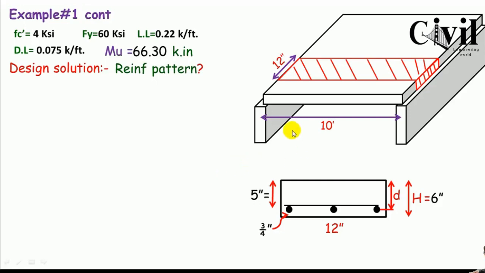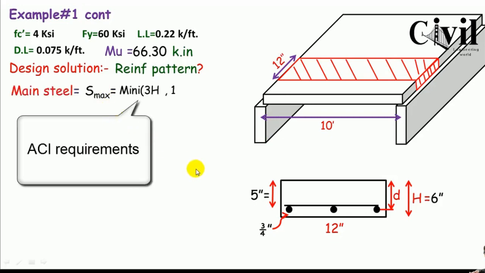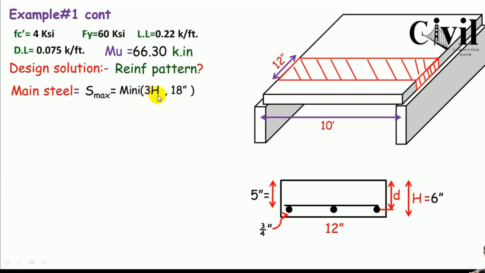So for the main steel, we have to calculate the spacing between the main bars. For that, we have the formula, which is the minimum of 3h or 18 inches. Here h is the height of the slab. In both cases, 3h will be 18 inches or more, so the minimum to be selected is 18 inches.